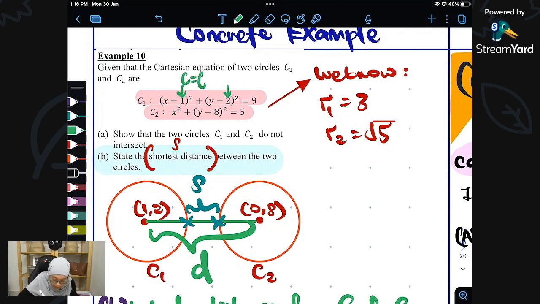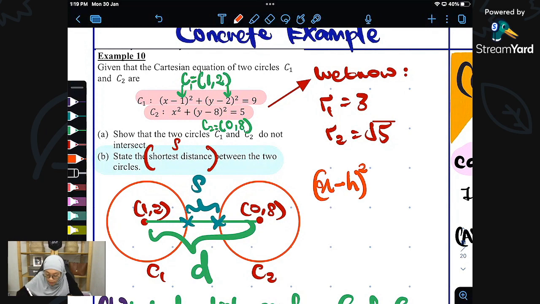So the center of C1 is (1, 2), and that's how I know it. How about C2? The center of C2 is (0, 8). Okay, it is not negative 8, it's 8. Why? Because you must memorize the formula of the equation of a circle: (x minus h) squared plus (y minus k) squared equals r squared.